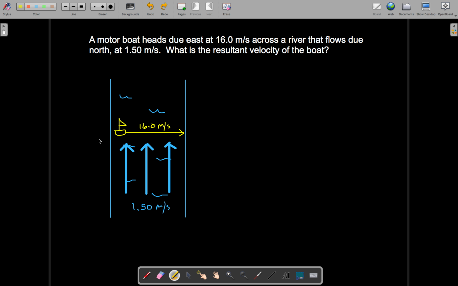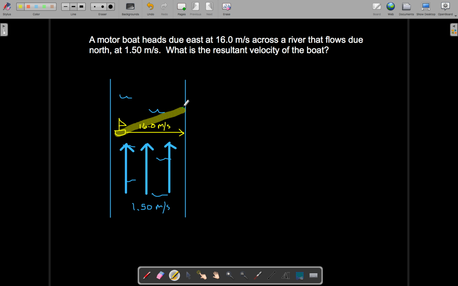Here's the river. The boat's traveling eastwards at this pace, and then the river is flowing north at that pace right here. You'll notice that as the boat is trying to cross the river, the current of the water does push the boat a little bit northwards, so it does take this type of path, if you will. Let me just show that to you really quick. So the boat starts here, but because the river is pushing a little bit northwards, it does take this route.